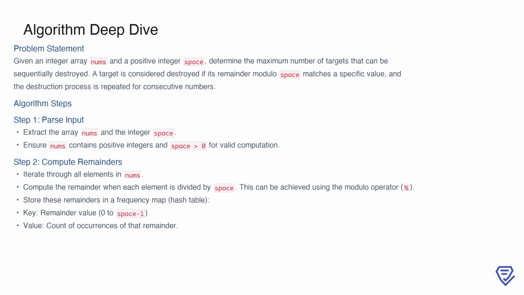Next, we compute the remainders. For every element in nums, we calculate its remainder when divided by space using the modulo operator. These remainders are then stored in a frequency map, where the keys are the remainders, ranging from 0 to space - 1, and the values represent how many times each remainder appears. This frequency map is critical for identifying the most common remainder later in the process.